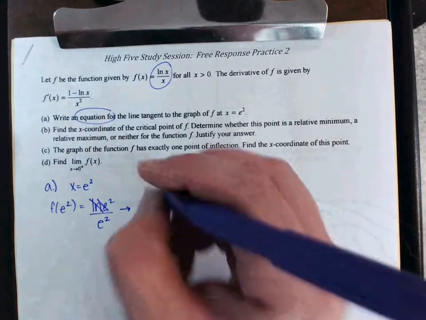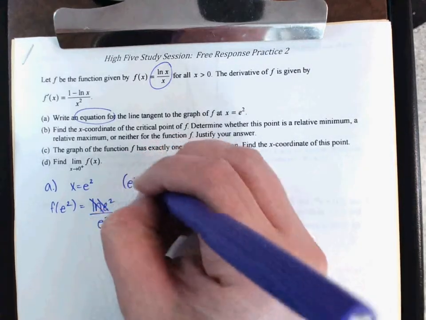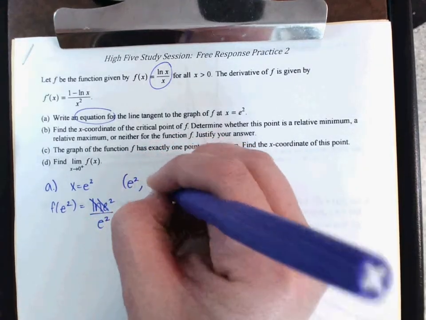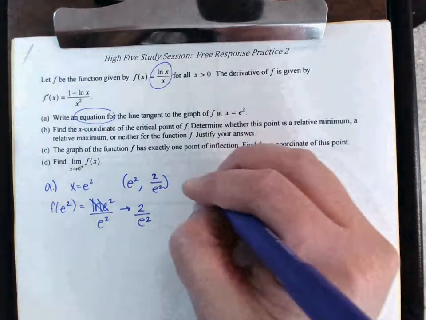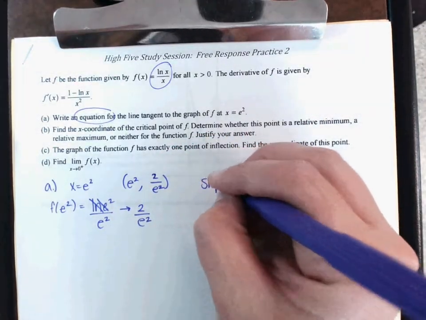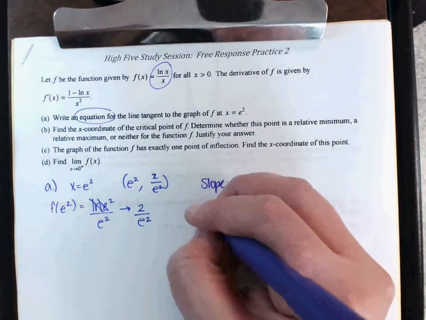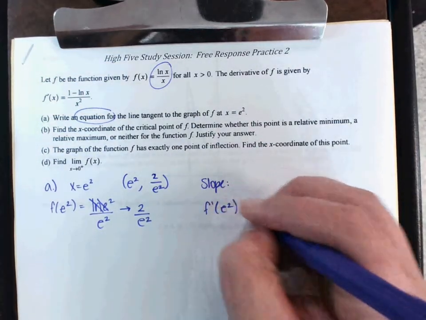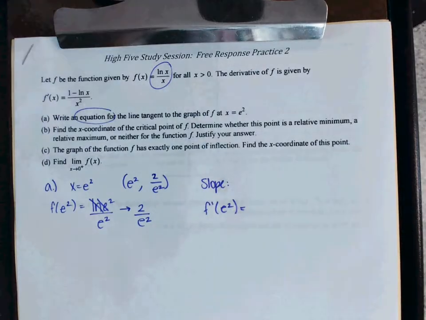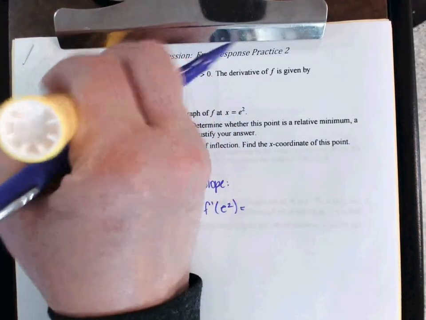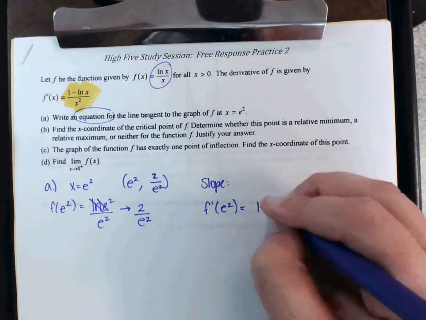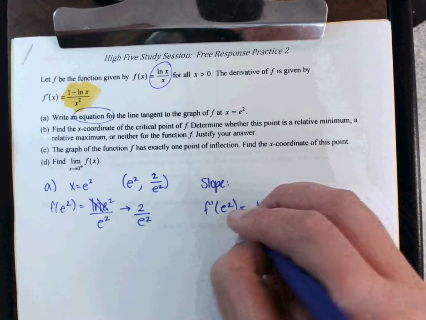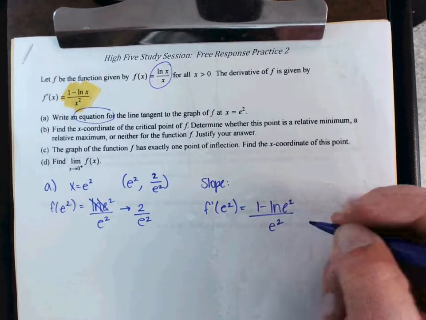So your point is e squared, 2 over e squared. Okay, then what else did we say we need? The slope, which is plugging into the derivative. So I want f prime of e squared. And notice they already gave you your f prime right here. So it'd be 1 minus ln e squared over e squared.